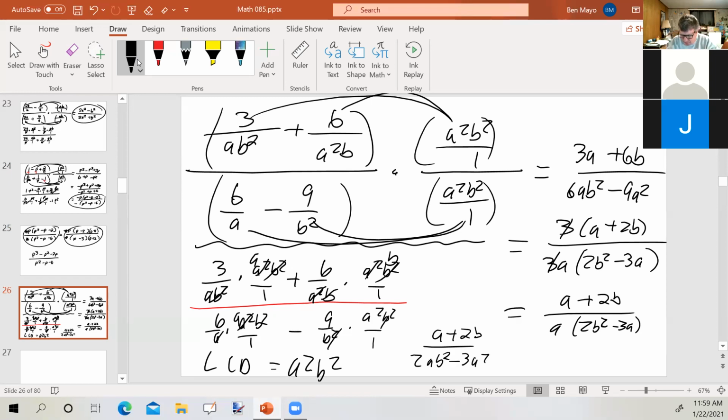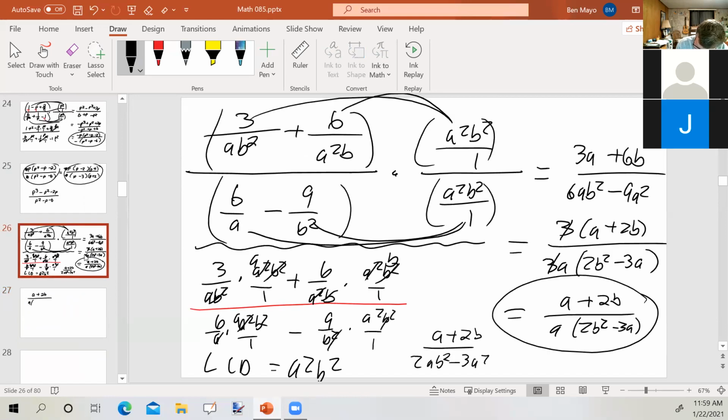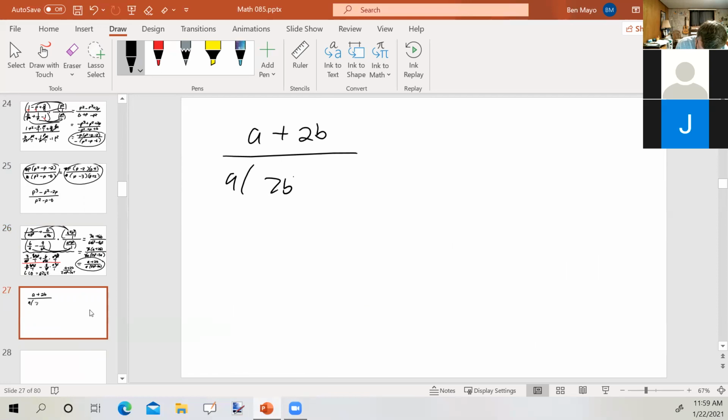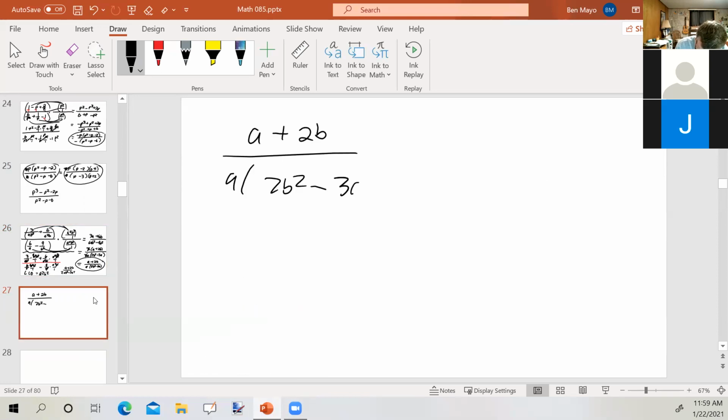Oh, and I just remembered people told me that they can't see what's written over here, so let me write that on the next page. A plus 2b over a times 2b squared minus 3a. And there you have it.